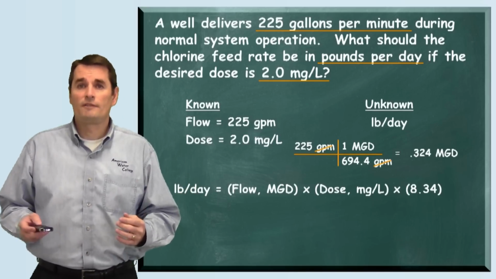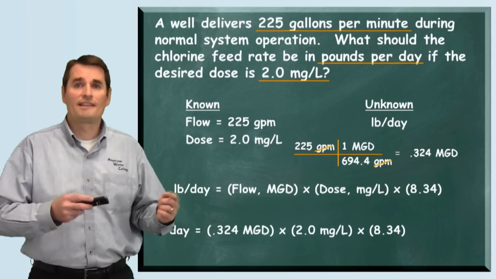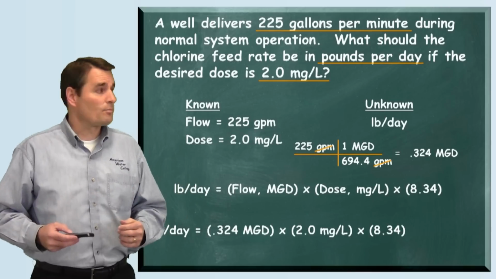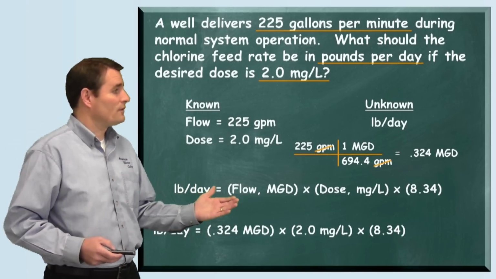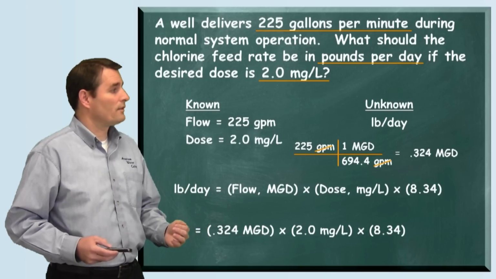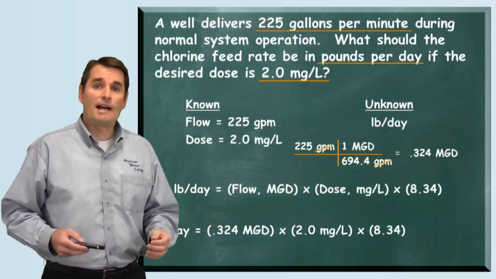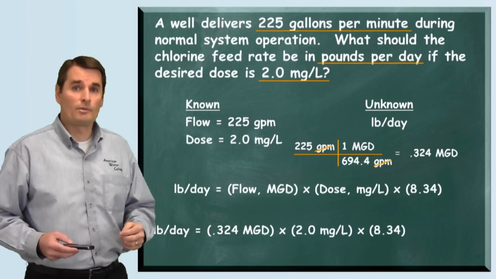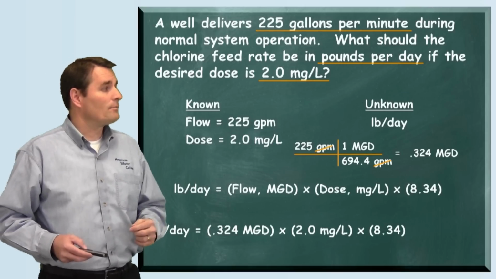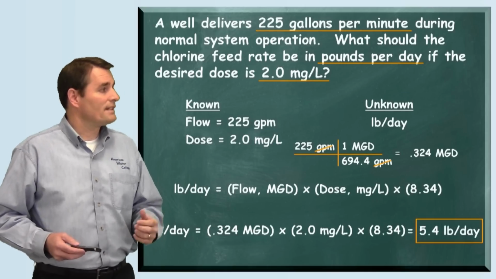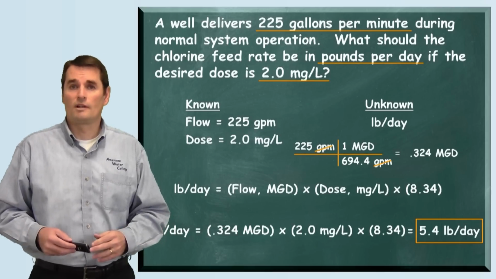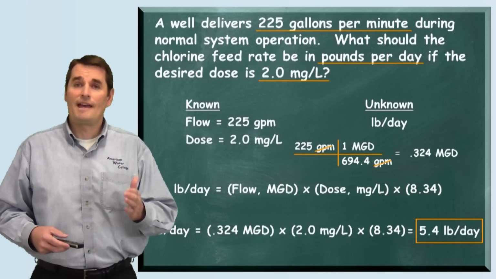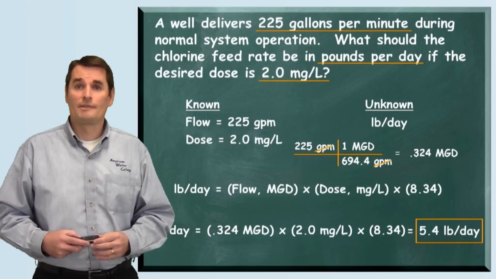Now that I have my flow in million gallons per day, I can plug that into the formula and solve this problem. So when I do that, it looks like this. Our pounds per day equals 0.324 MGD times the 2 milligrams per liter, which is our dose, times 8.34. And we see that our total pounds per day of chlorine is 5.4 pounds per day. And that, my friend, is how that problem is solved.